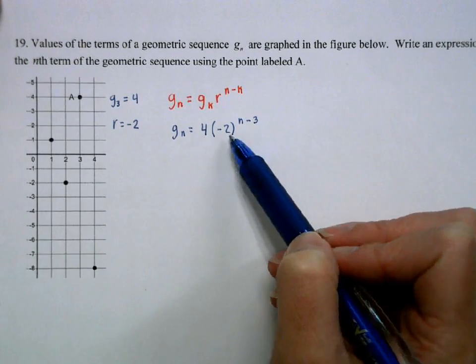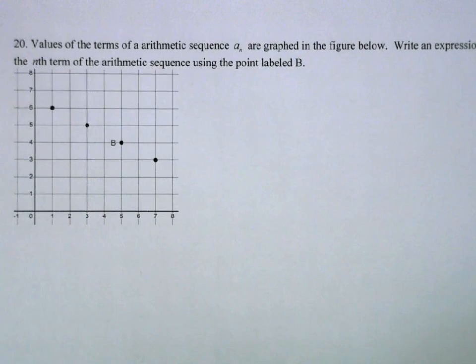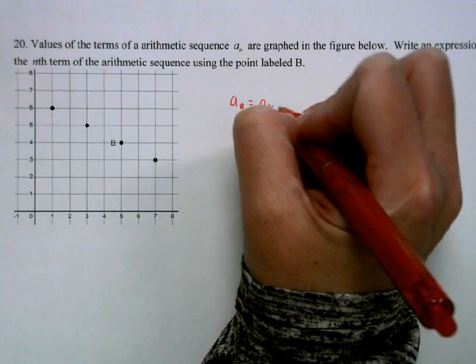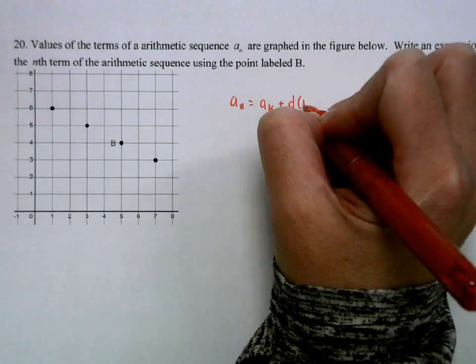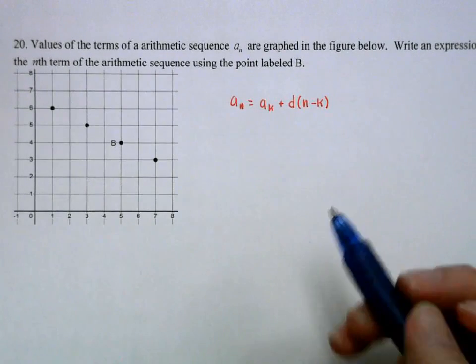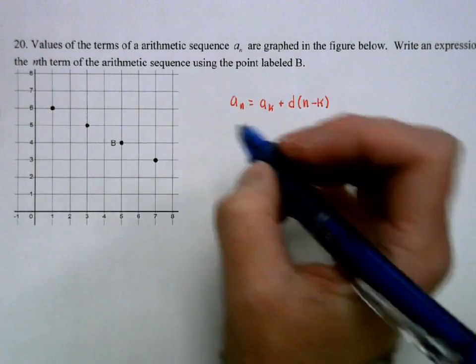Next we have an arithmetic sequence. So the general formula for an arithmetic sequence is a_k plus d(n minus k). Again, we have to find our d and our kth point. So if this is b, that means a_5 equals 4. So 5 is my input, 4 is the output.